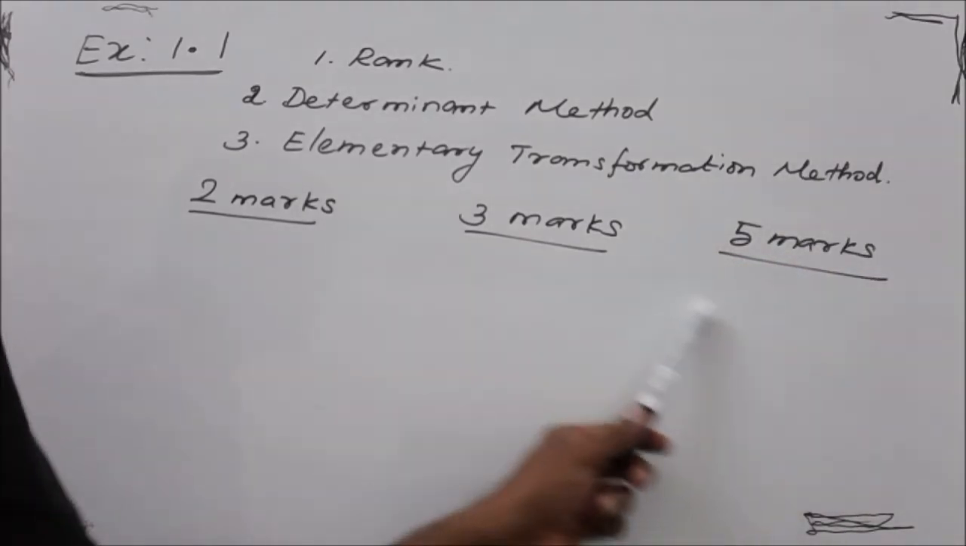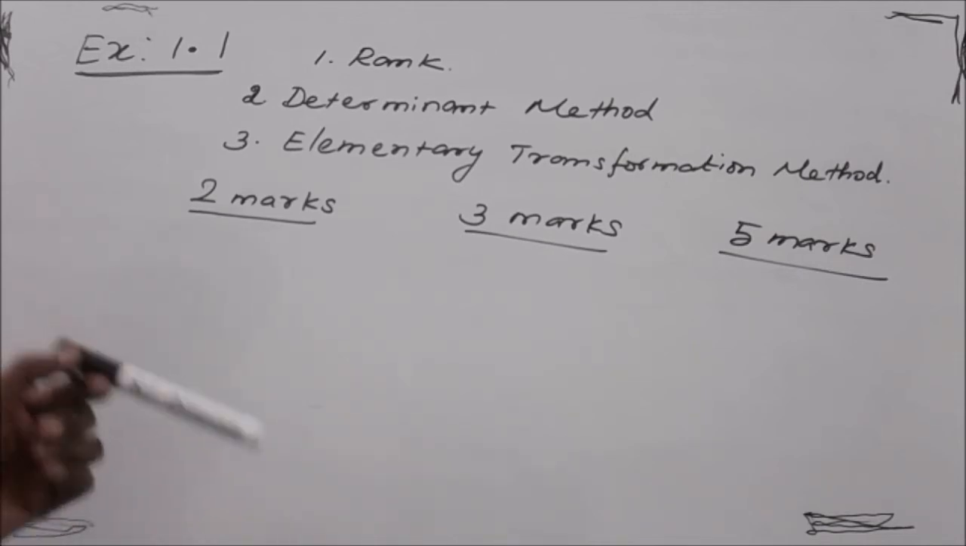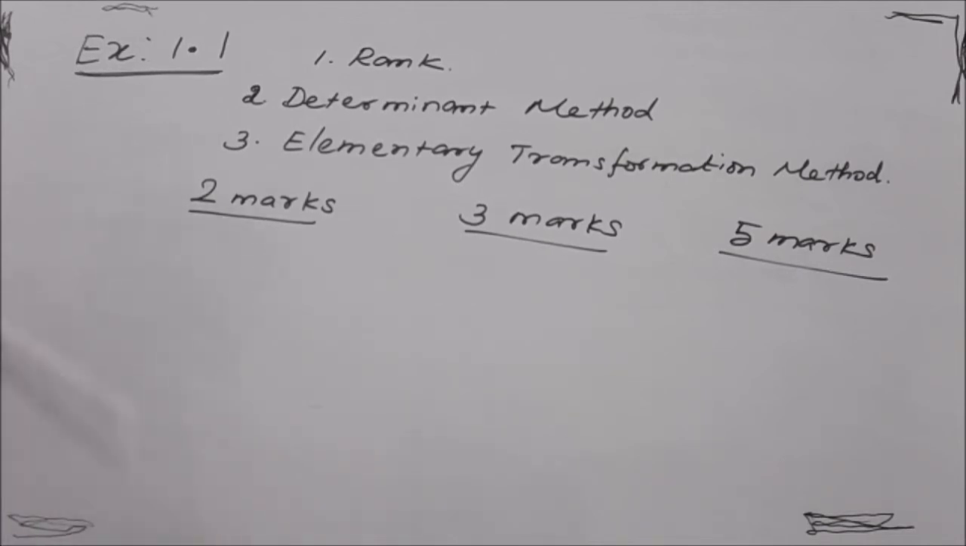For 5 marks, all the word problems are considered. That is very important. That means checking the consistency. How to check the consistency? The given system of equations is written in matrix form, and then we find the augmented matrix, that is AB, which is the combination of the matrices A and B. After that we apply elementary transformations. After applying them, we reduce the augmented matrix to an equivalent matrix, and after some elementary transformations, it will be in echelon form.